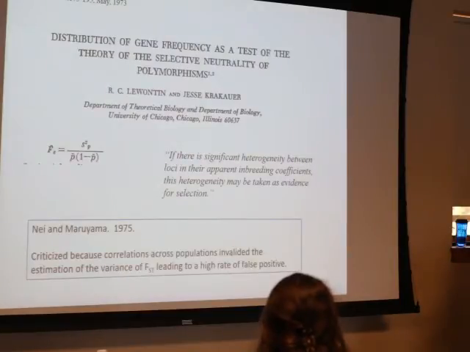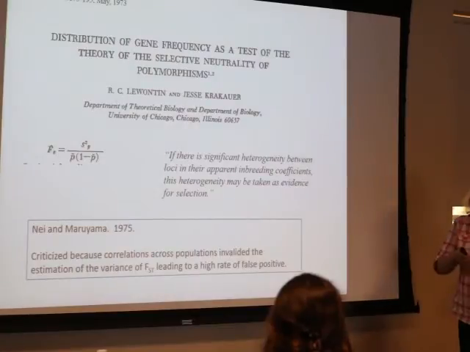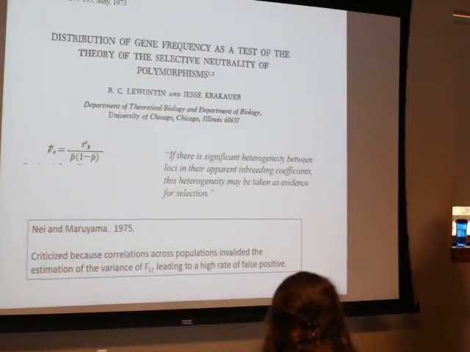But it didn't take other people long, Nei and Maruyama in 1975, to say, hey, that's not really right, because we have this problem of correlation across populations, which invalidated the estimation of the variance of FST, leading to a high rate of false positives. So here we are in 1975, already dealing with this false positive issue, as we will today.